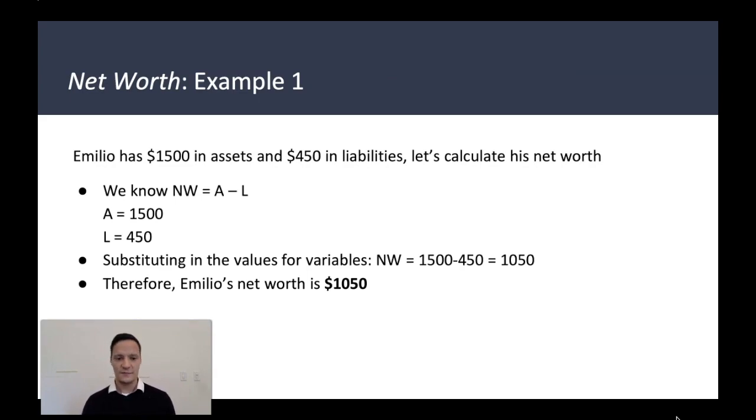We can come up with a really simple example. Emilio has $101,500 in assets, $450 in liabilities. Let's calculate his net worth. They can go ahead and just calculate his net worth directly. In this case, we're really just substituting values for variables.